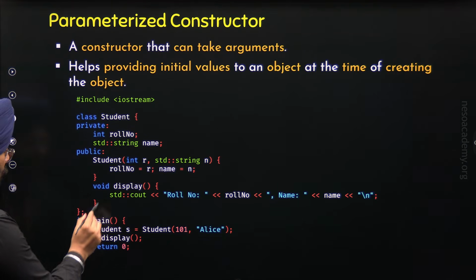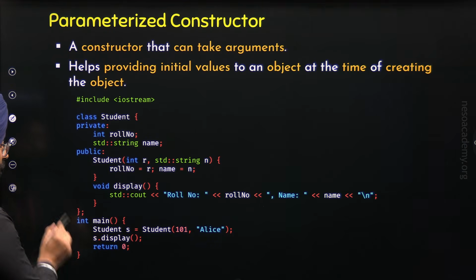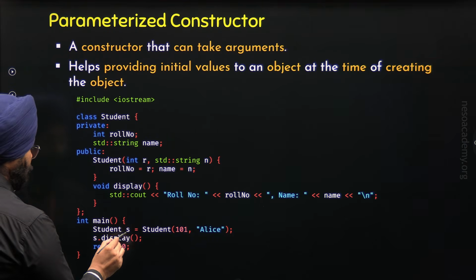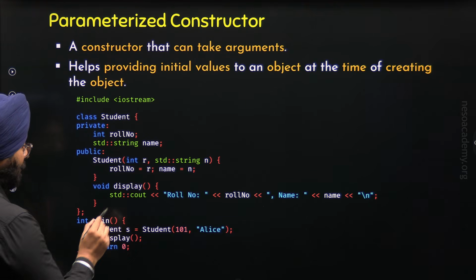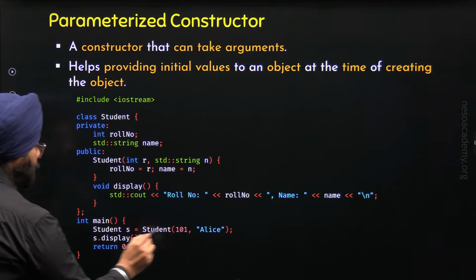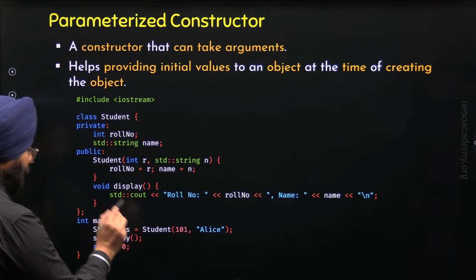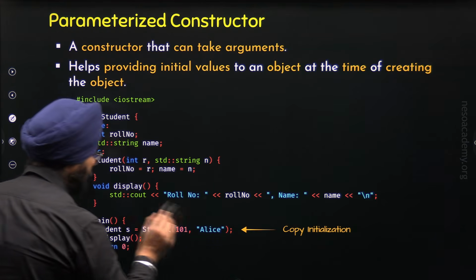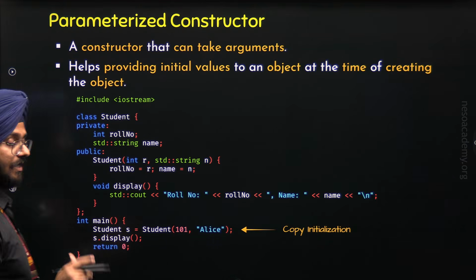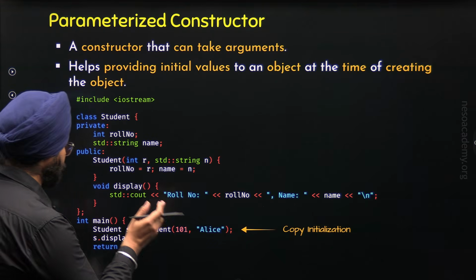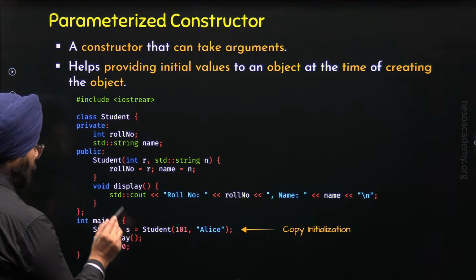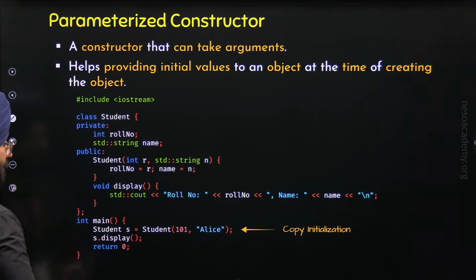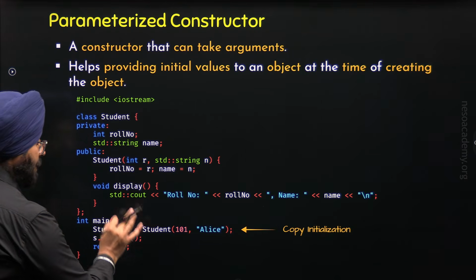Now here is the definition of the main function. Inside this main function, S is the object of class student that I have created. And I have initialized this object with these values. Here I am using the copy initialization to initialize this object S. Why am I calling this copy initialization? Because here you can observe I am using the assignment operator. We know this already. This is the way we initialize an object and this is called the copy initialization.